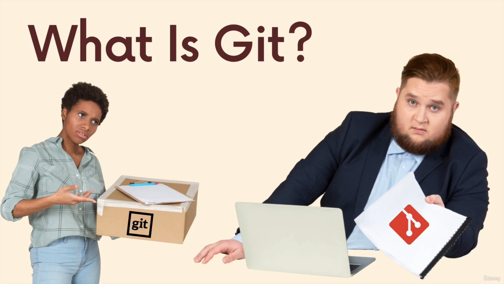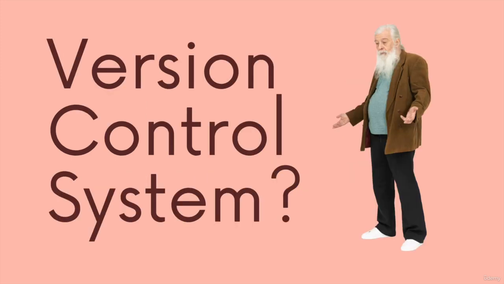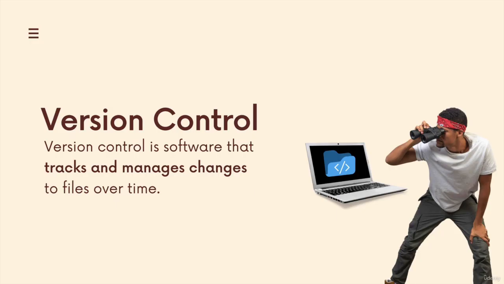Okay, so let's begin with a very important question. What exactly is Git? So Git is what's known as a version control system, sometimes abbreviated as VCS. Not only is it a VCS, it's actually the world's most popular version control system. So what exactly is a version control system? It doesn't sound all that glamorous.